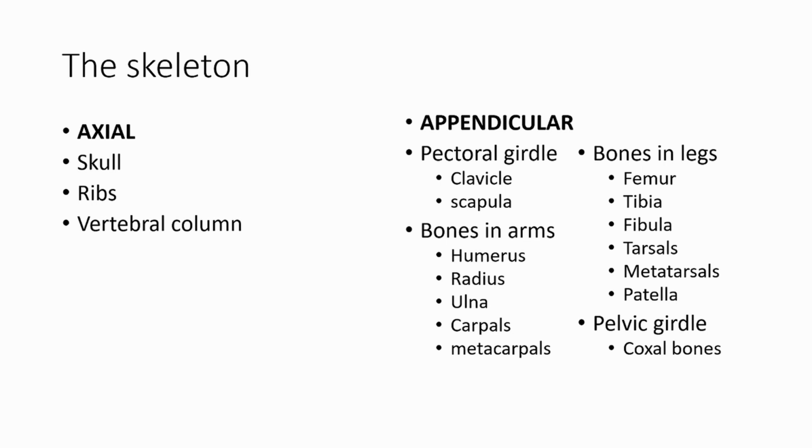Let's look at some of the examples that we find along the axial and appendicular skeletons. Like I already mentioned, with axial, the skull, the ribs, and the vertebral column will make up the axial skeleton. We'll talk about some of the individual bones making up those components. On the appendicular side, we have the pectoral girdle, also known as the shoulder. We have various bones in the arms, like the humerus, the radius, and the ulna. Various bones in the legs, like the femur, tibia, and fibula. And then the pelvic girdle, which consists of the coxal bones that make your hips.